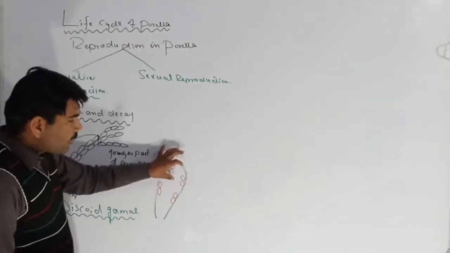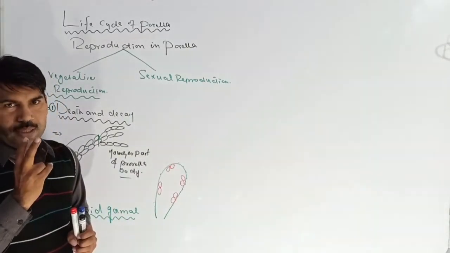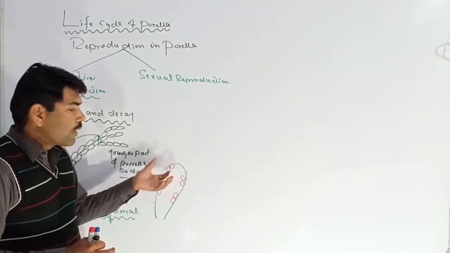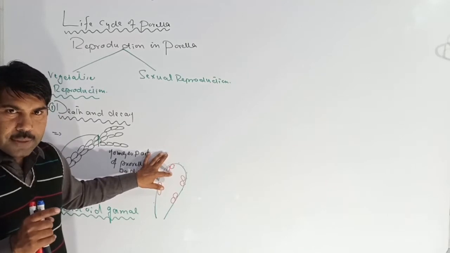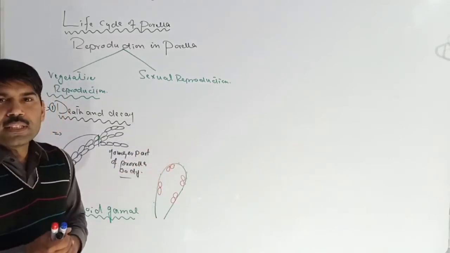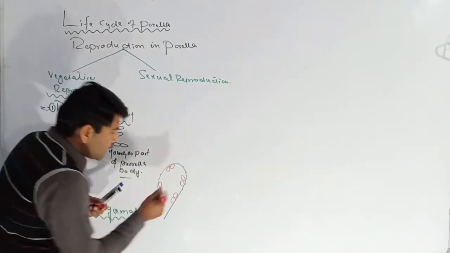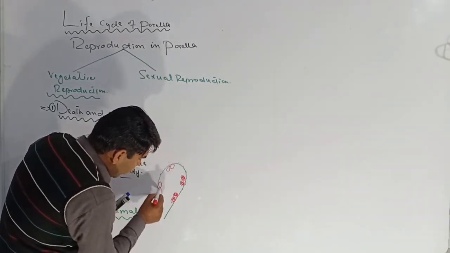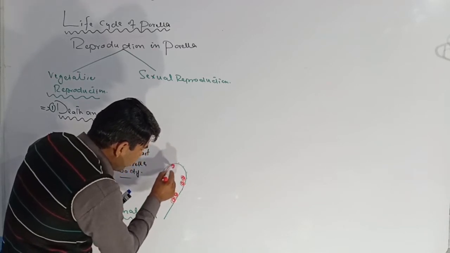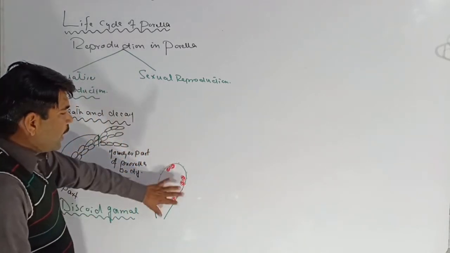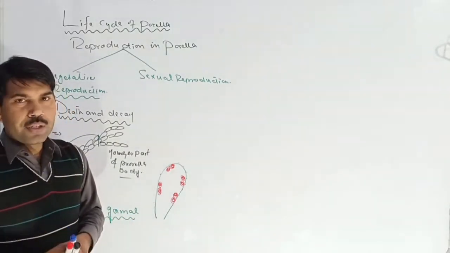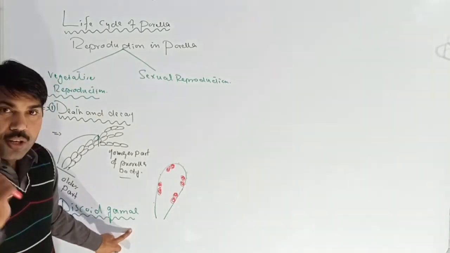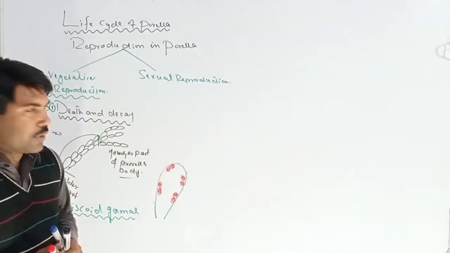These discoid gemmae are only two cells thick, not more than two cells are present in each discoid gemma. Actually these are disc-like, and these are two cells thick. So these are the discoid gemmae, and when the plant dies, these discoid gemmae are involved in growing a new plant body of Porella. That's why they are also involved in vegetative reproduction.